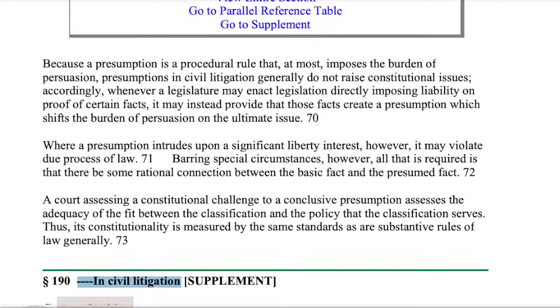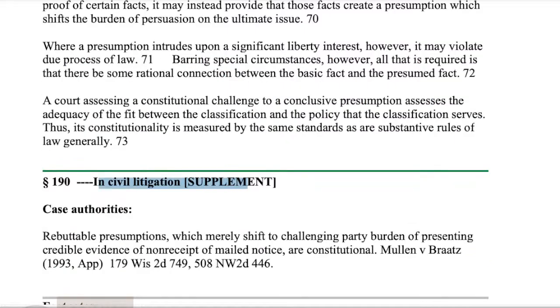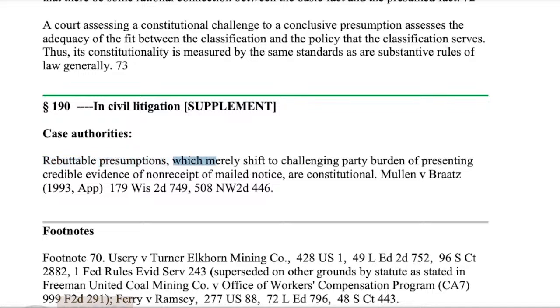Now remember, we were just saying here, because the presumption is a procedural rule that imposes a burden of persuasion, the presumptions in civil litigation generally do not raise constitutional issues. Generally. So in civil litigation, rebuttable presumptions, which merely shift to the challenging party the burden of presenting credible evidence of non-receipt of mailed notice, are constitutional.